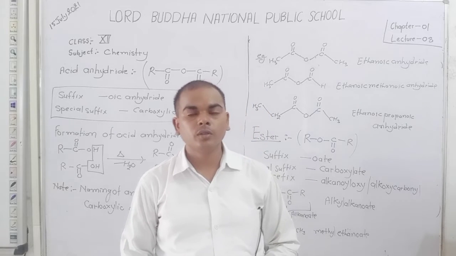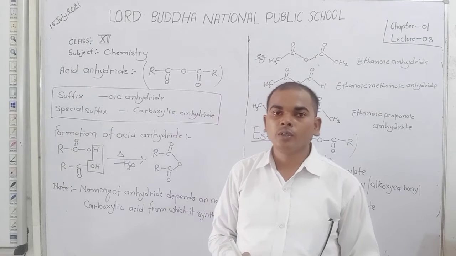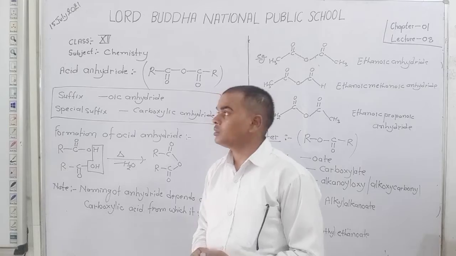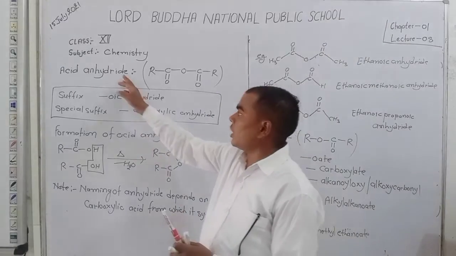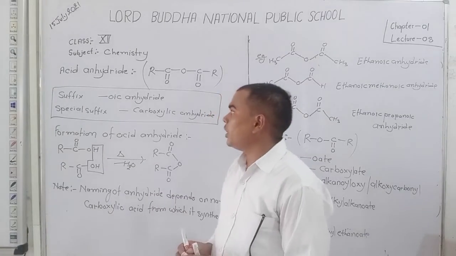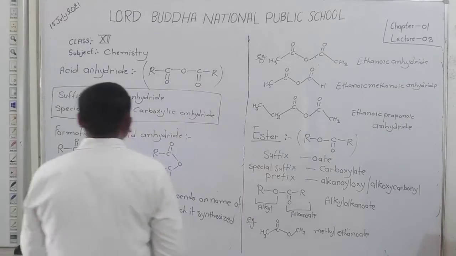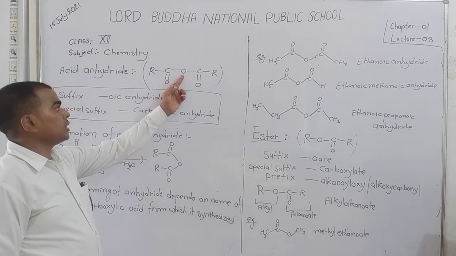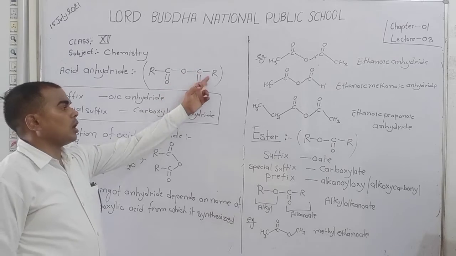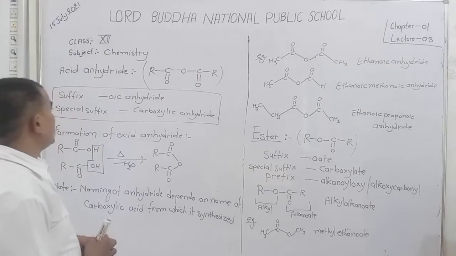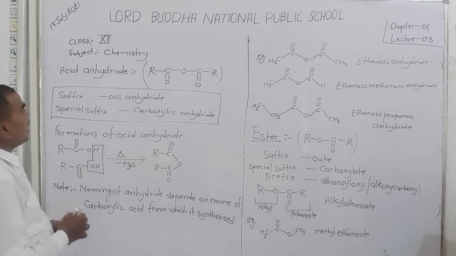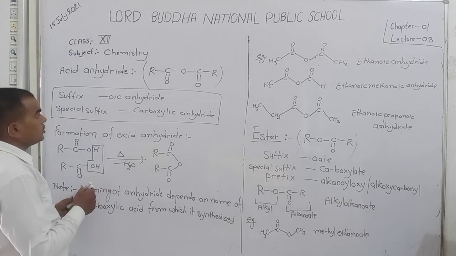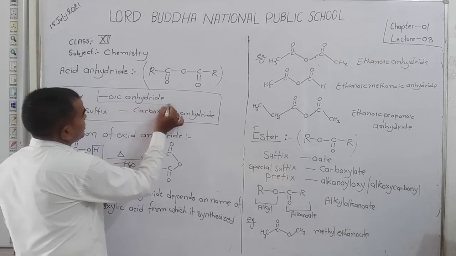Dear student, in IPSC, today we are discussing acid anhydride. The representation of acid anhydride is RCO-O-COR. The suffix of acid anhydride is oic anhydride.